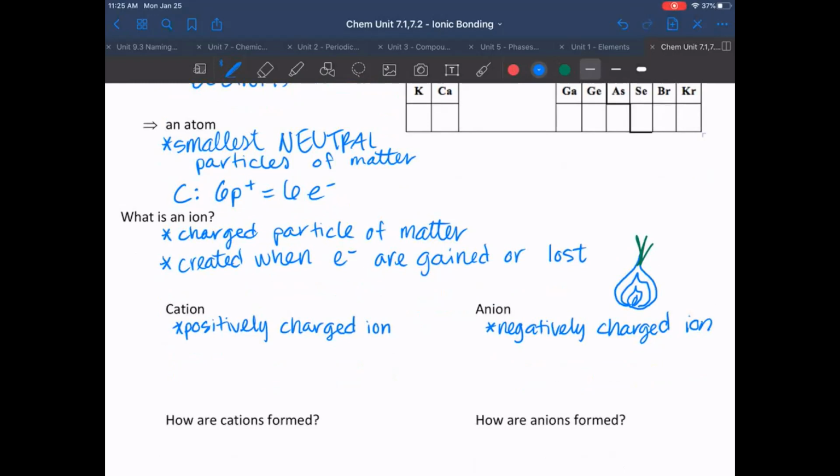Examples of cations would be a sodium ion or a magnesium ion, versus negatively charged ions, which would be like oxygen or fluorine. How we write ions is with brackets, and then we put their charge as a superscript.